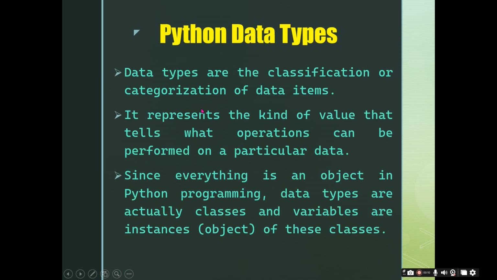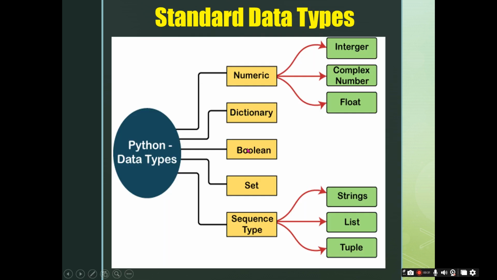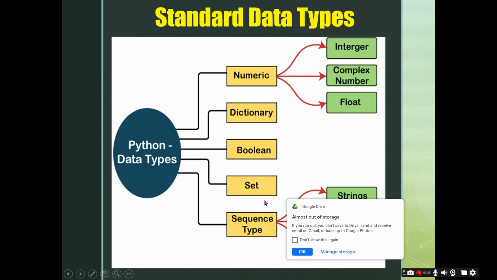So data types are categorizations of different data items. They tell what kind of operations we can perform on a particular piece of data. In Python programming, the data types are nothing but classes, and the variables are the instances of these classes. There are many standard or built-in data types in Python.